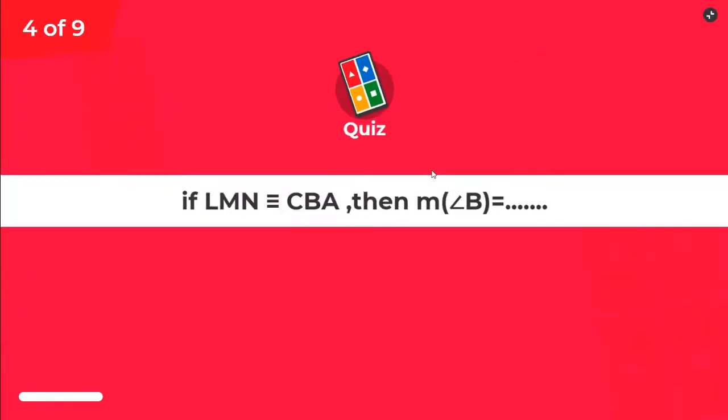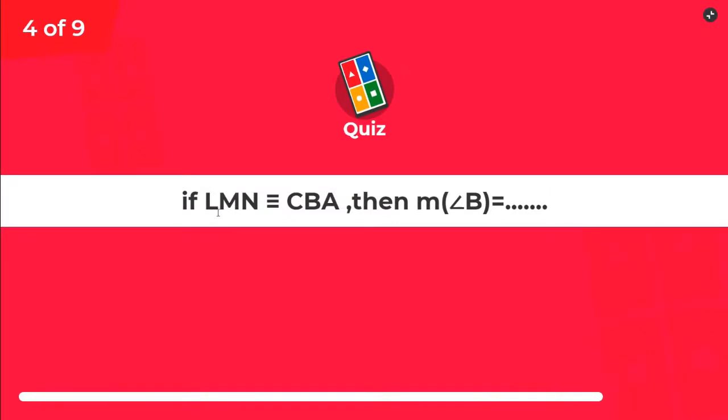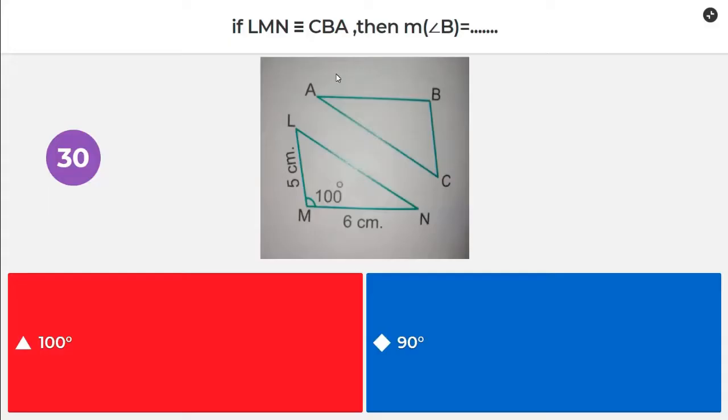Example number 4: measure of angle B. B is the second letter of the second triangle, so it will be equal to M, which is the second letter of the first triangle. We know that measure of angle M equals 100 degrees, so measure of angle B will be equal to 100 degrees.